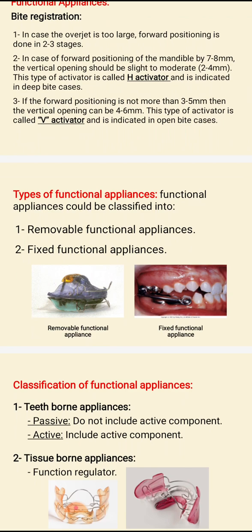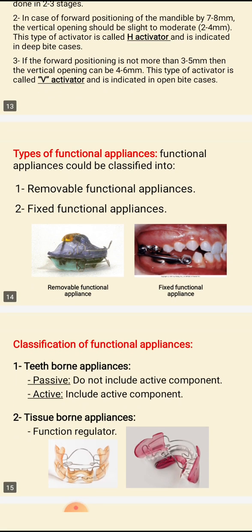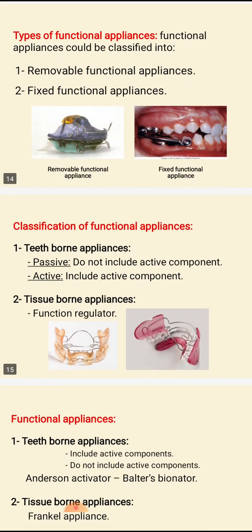Okay, so now we will talk about the types or the classification of the functional appliances. Functional appliances can be classified into removable functional appliances and fixed functional appliances. Each one has its advantages and disadvantages, and we will discuss this later on. But functional appliances can also be classified into tooth-borne appliances and tissue-borne appliances.